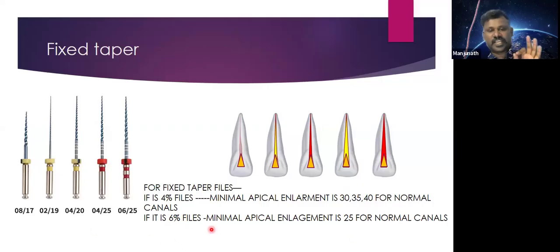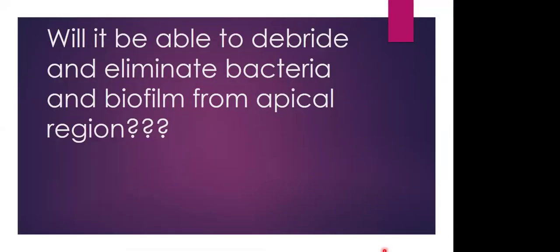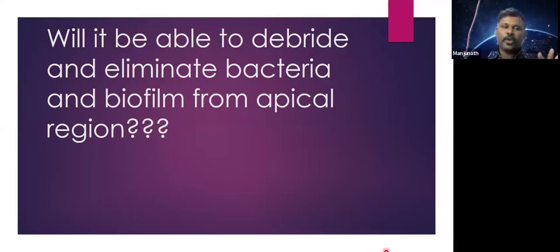If you are using a 6% file, the final apical enlargement should be minimum 25 for normal canals. If it is a narrow canal you can keep 20. But for normal canals always prefer 25 apical enlargement. If you feel 25 is loose, always go for the next size. So this is how you have to choose your final master apical file.